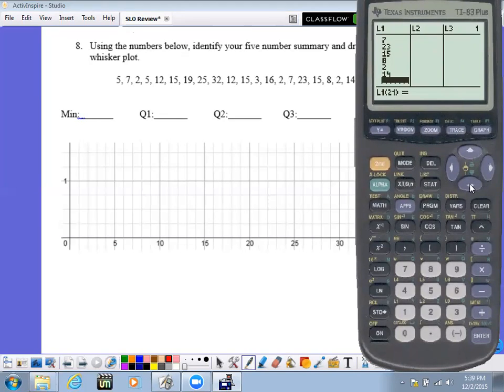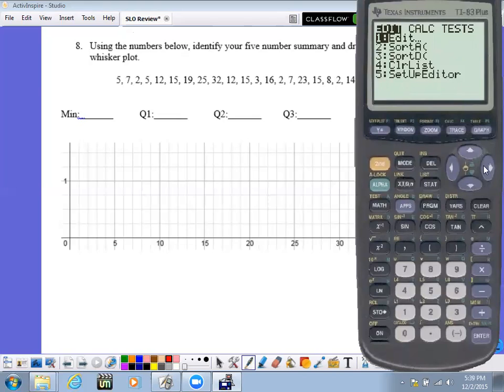So after I have them already listed, we go back to Stat. We're going to calculate. We're doing one variable statistics. And then we have to tell our calculator, hey, where did I put that stuff in? We put it in list 1. So we tell the calculator we want this list 1 right here. We tell it by the yellow second button, and then 1, and list 1 pops up.